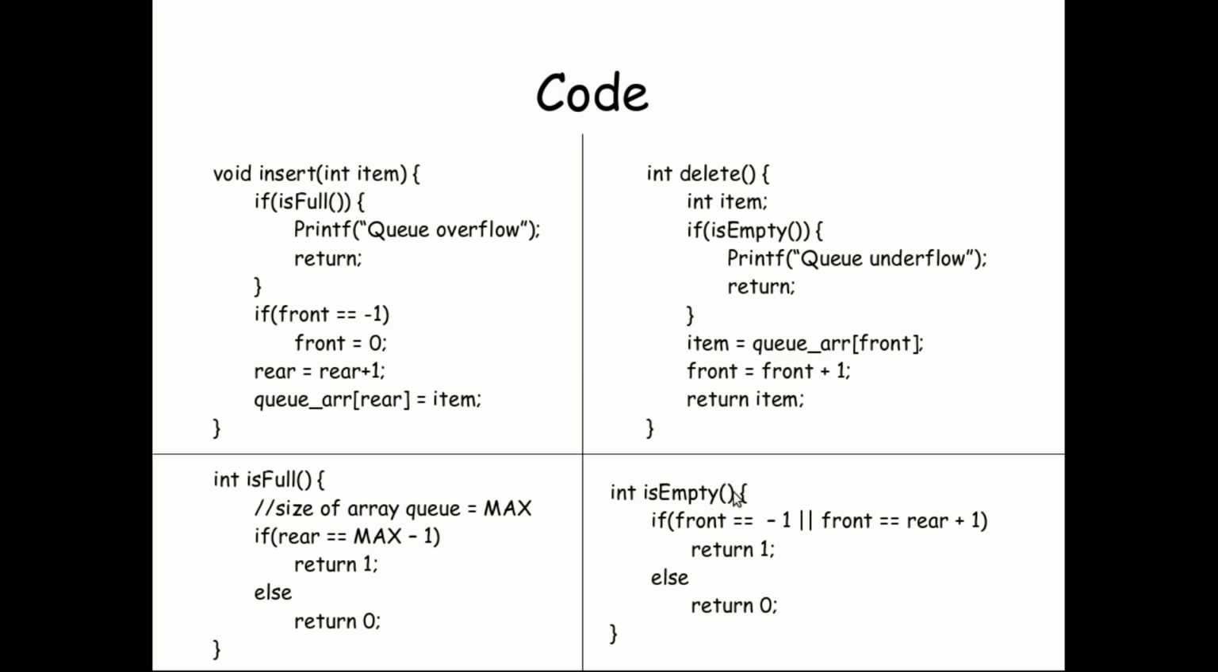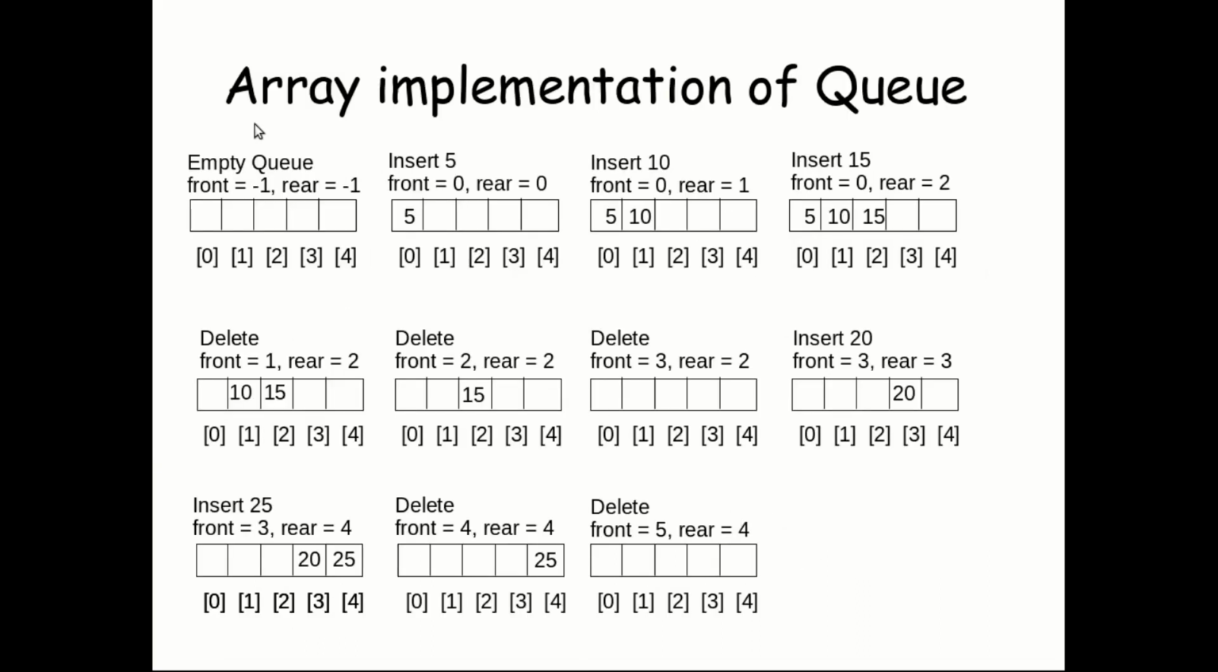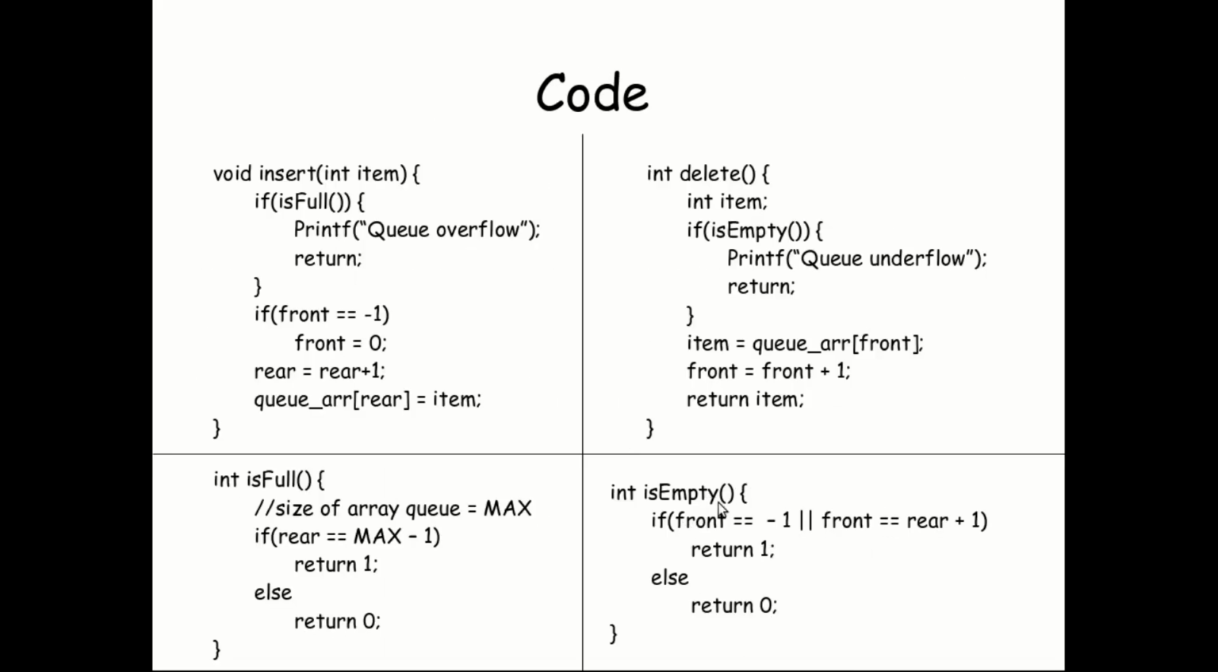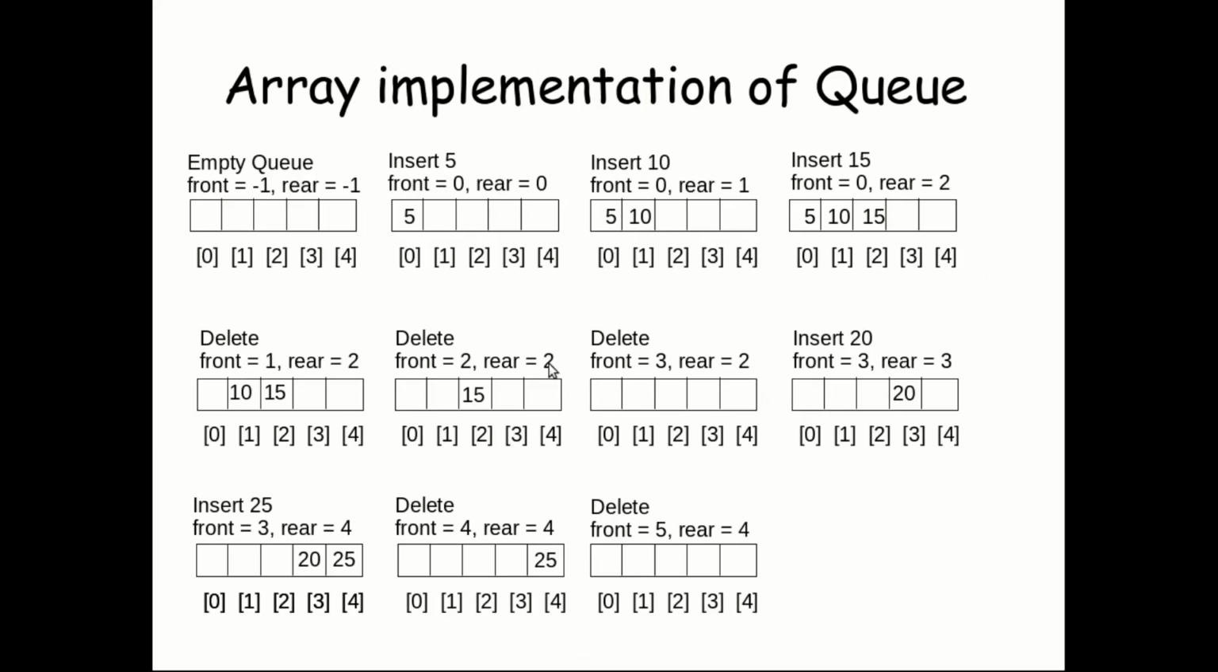And for checking if the queue is empty or not, as I mentioned, we can simply check if front is -1. Front will be -1 only when the queue is empty, which is initially when there is no element. So this is one condition to check if the queue is empty or not, and the other condition is if front equals rear plus 1, which was this condition where front becomes 3 and rear becomes 2. So we have two conditions to check if the queue is empty or not.